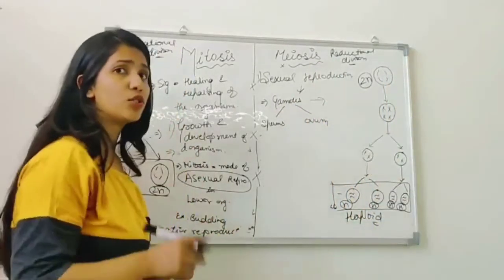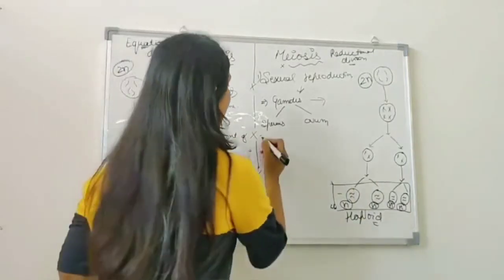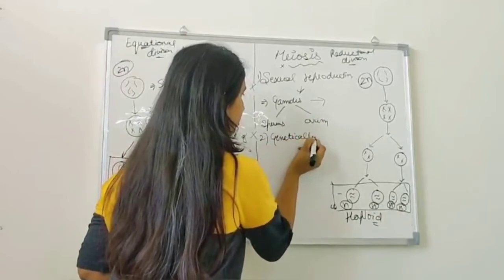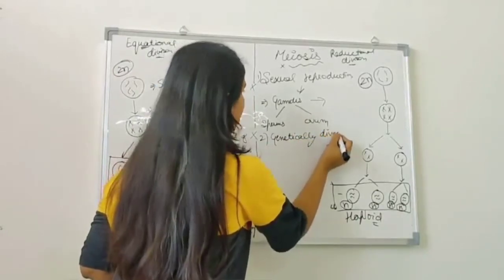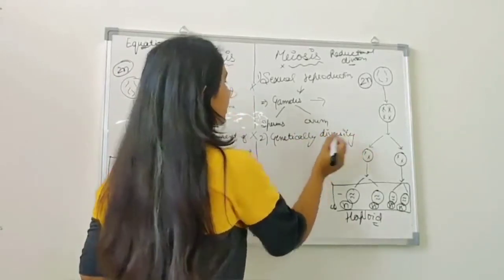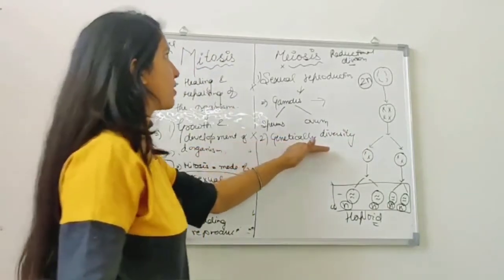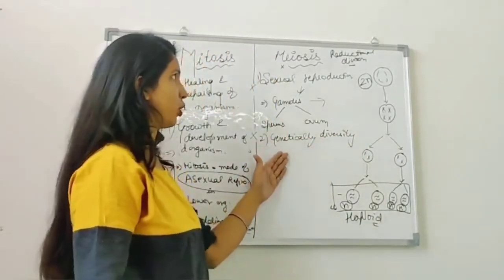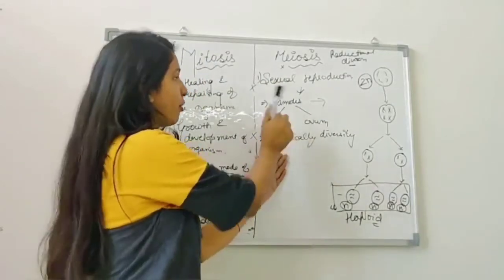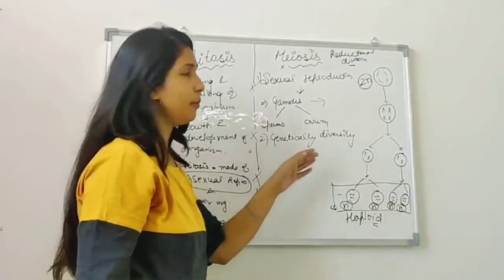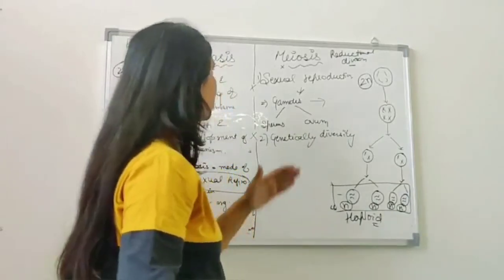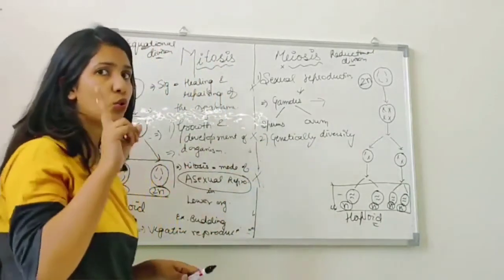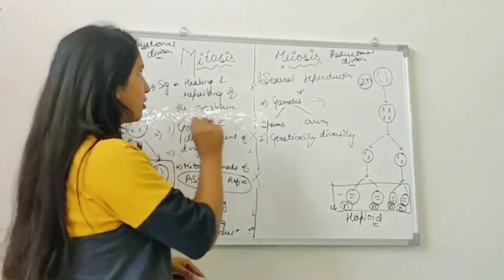The second most important thing about meiosis is genetic diversity, which is important for the evolution of human beings or organisms. Genetic diversity comes from meiosis. So these are the two main significances of meiosis: sexual reproduction, that is gamete formation, and genetic diversity in the organisms. And I am going to tell you two main things about mitosis and meiosis.